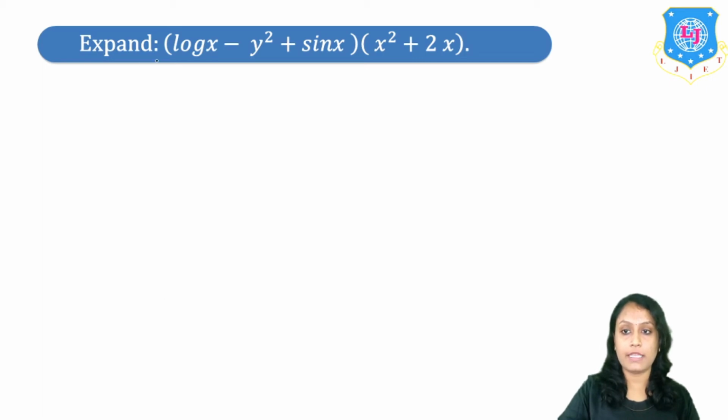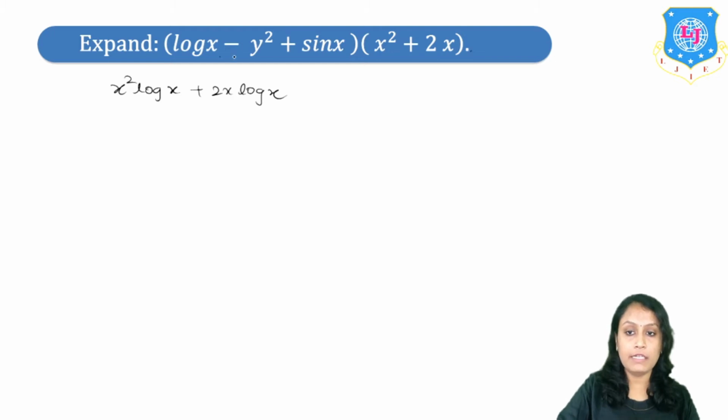Let's start with the example. We have (log x minus y square plus sin x) into (x square plus 2x). We need to multiply these two brackets. First take log x and multiply it with x square and 2x. What you will get is x square log x plus 2x log x.